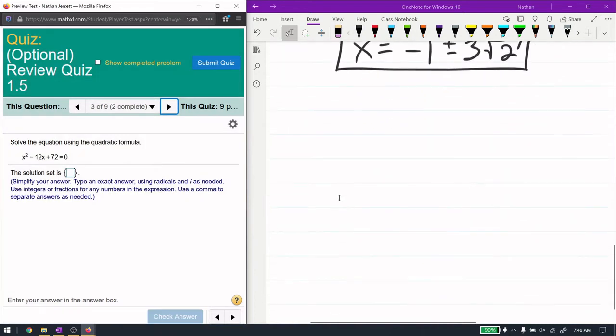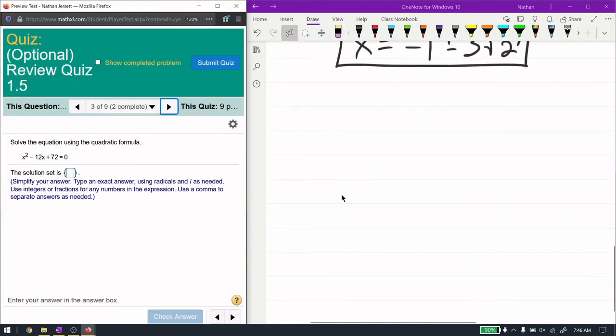All right, quadratic formula, a very important formula to have. If you don't remember it, just look it up.